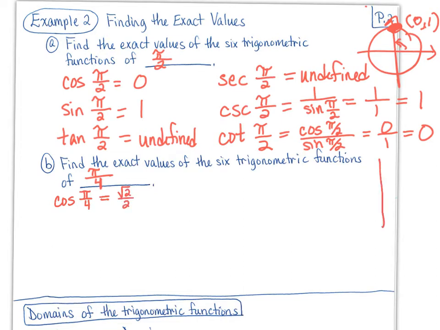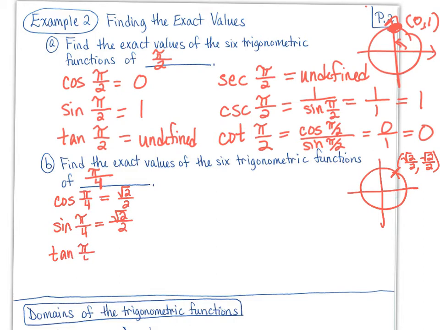Remember, on your unit circle, this is the angle pi over 4. The point corresponding to that is square root 2 over 2, comma square root 2 over 2. Okay? So cosine of pi over 4 is square root 2 over 2. What is sine of pi over 4? Square root 2 over 2. What is tangent of pi over 4? 1. Good.